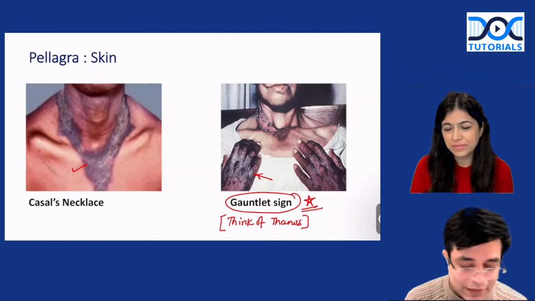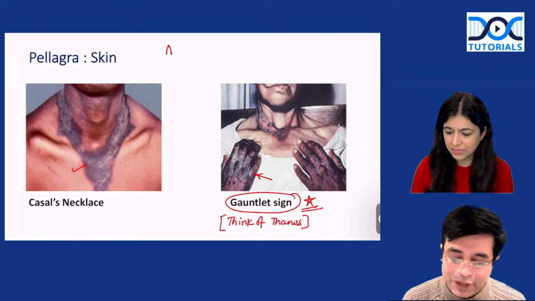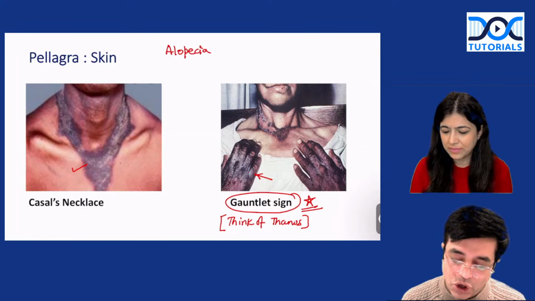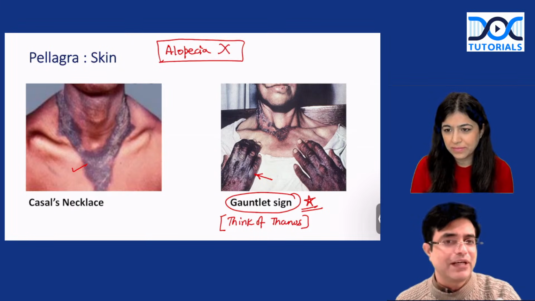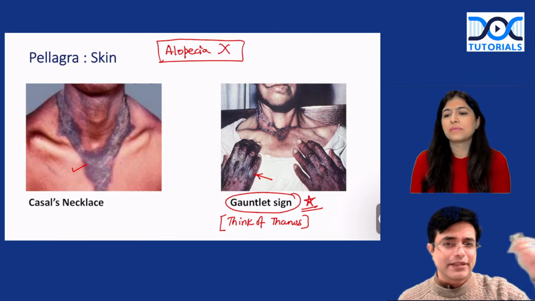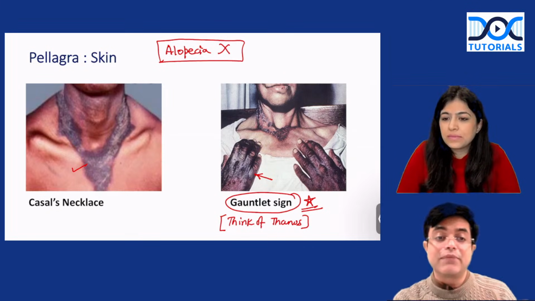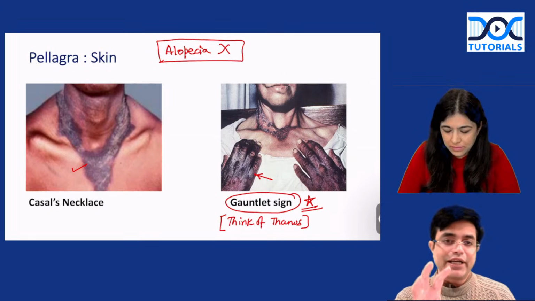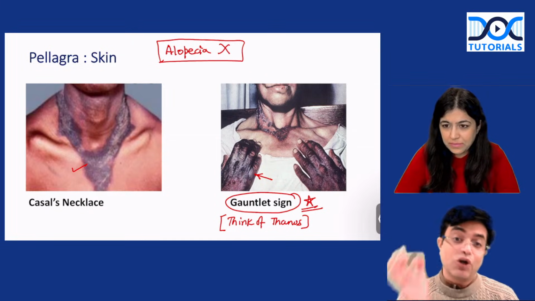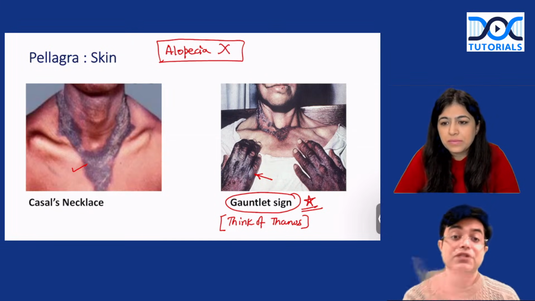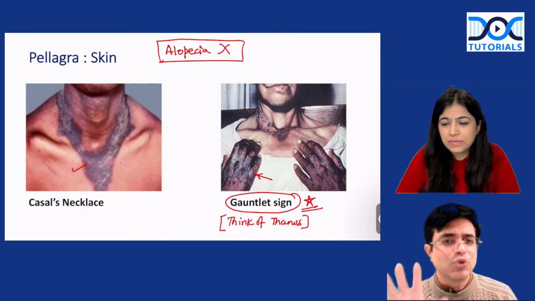Also, somebody is asking about alopecia. Please remember, alopecia is not a feature of typical pellagra. If you have alopecia mentioned along with diarrhea, dermatitis, etc., you have to think of other micronutrient deficiencies. If the rash is on the face and in the perigenital region, along with diarrhea and alopecia, you will think of zinc deficiency, which we will be coming to in some time.